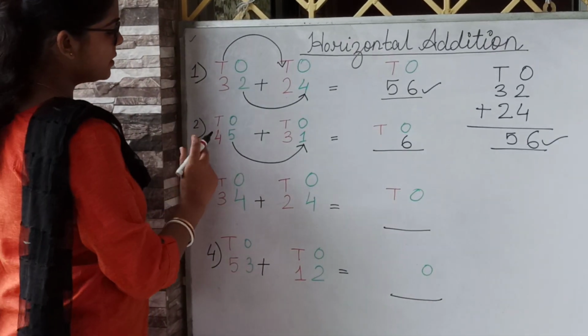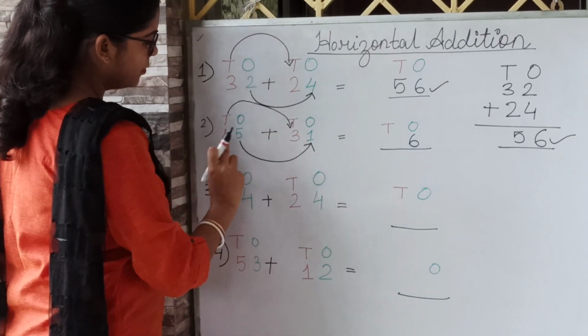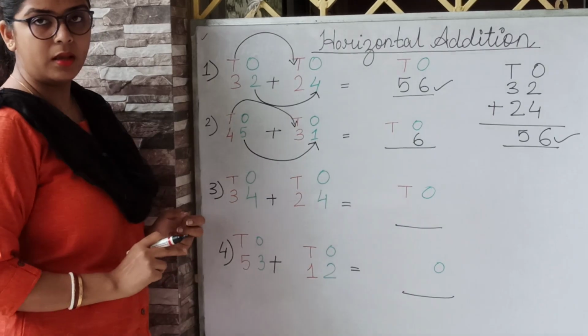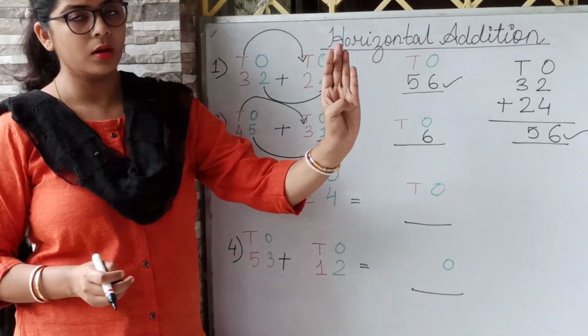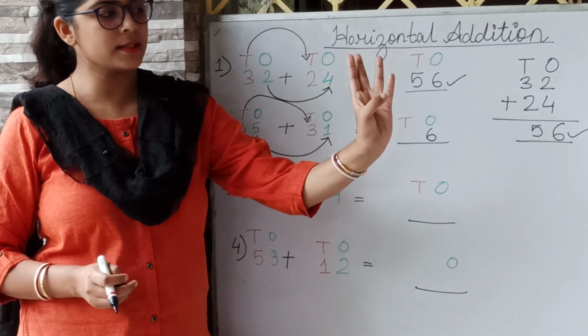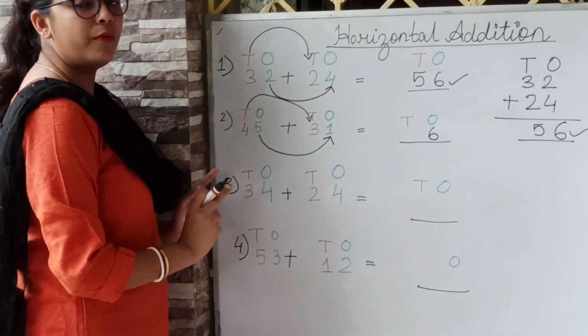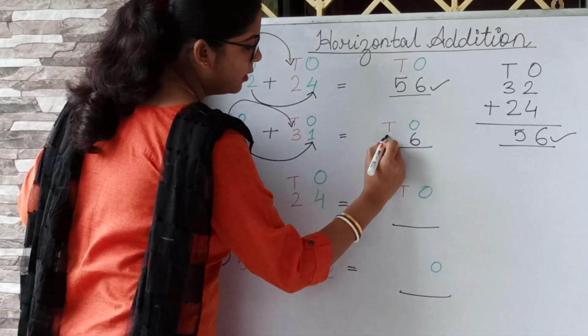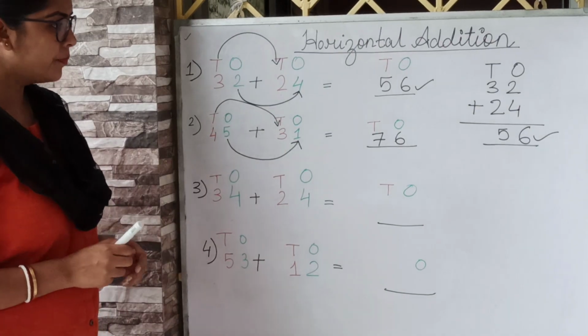Then take the digits of the tens place. 4 plus 3. So after 4 we will count 3 on the fingers. 4, 5, 6, 7. So what is the answer? 7. And where will I write it? In the tens place. Clear?